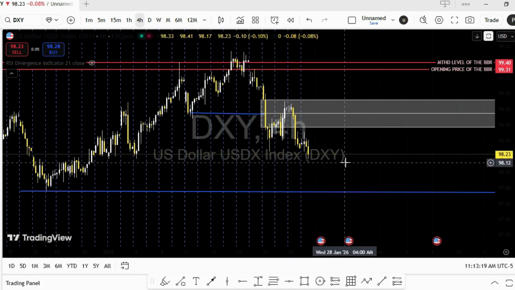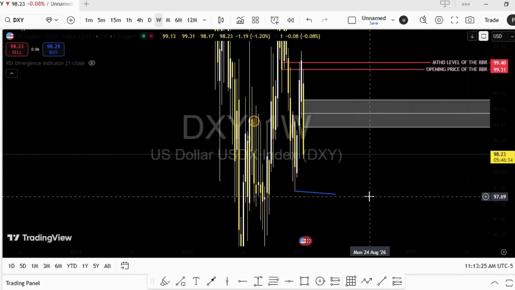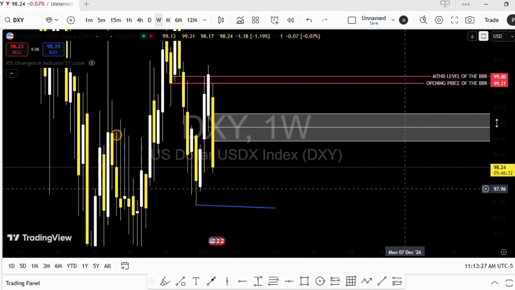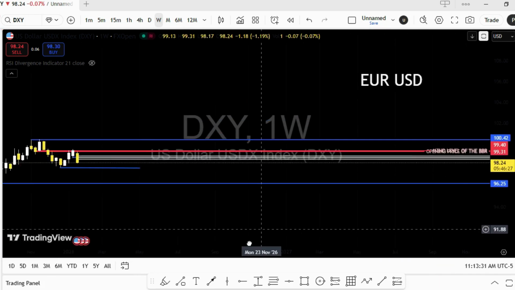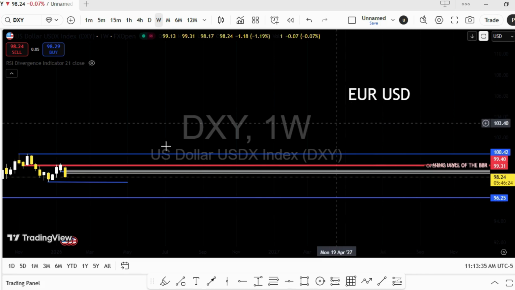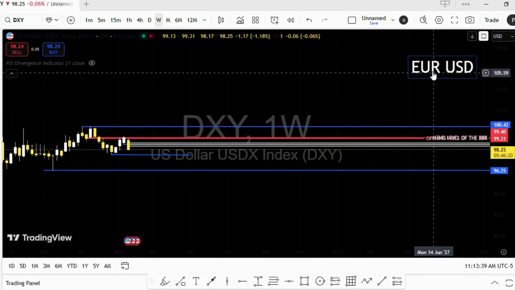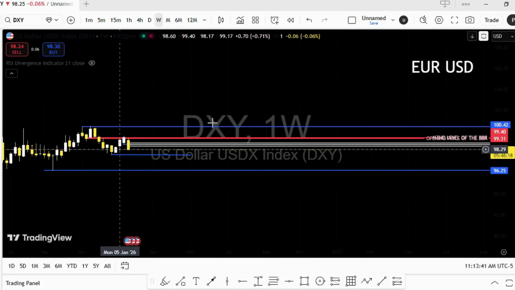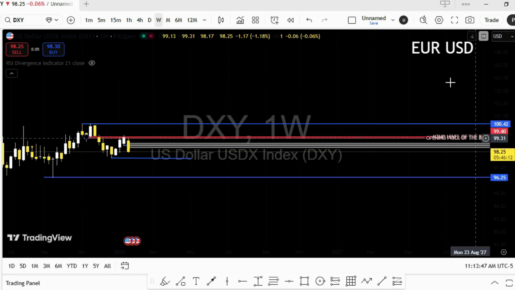So remember, guys, you have what we call the movement of price, and here we have what we call inverse correlation price movement. If the dollar is moving downward, that means the euro USD will be moving what? Upwards. So let me look for the euro.